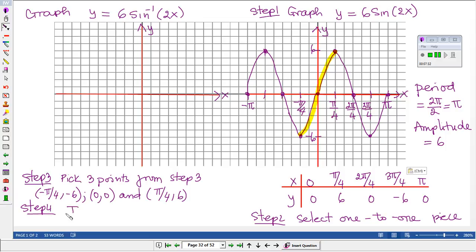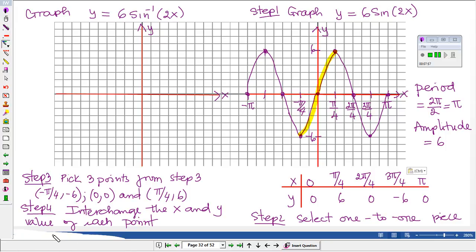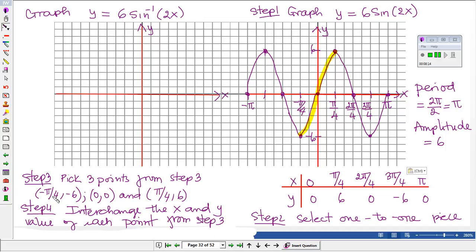Step 4, we interchange the x and y value of each point. So what it says is that the point. So let's start with the first point from step 3. So the first point, negative pi over 4, comma negative 6, becomes negative 6, comma negative pi over 4. The second point is still 0, 0. And the third point will be 6, comma pi over 4.